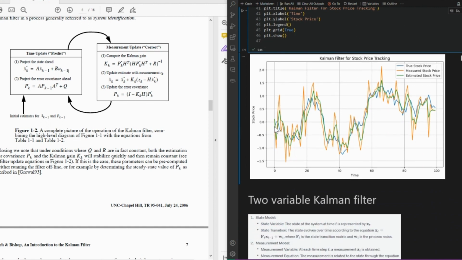So in this diagram, the blue line is the true variable, true stock price in our case. Green line is the estimated, and orange line is the measured with noise. So you would see blue and green lines are somewhat closer compared to the orange line. And therefore, we gained substantially by employing Kalman filter.